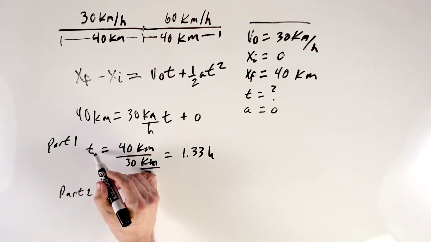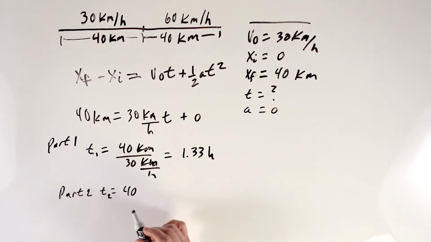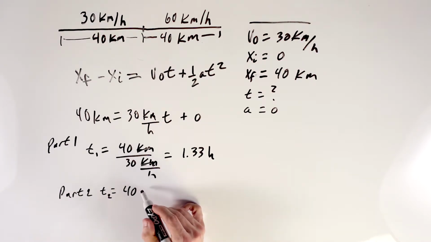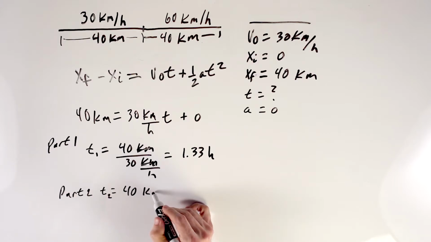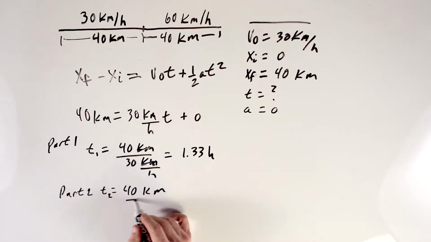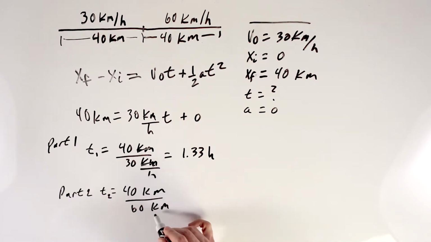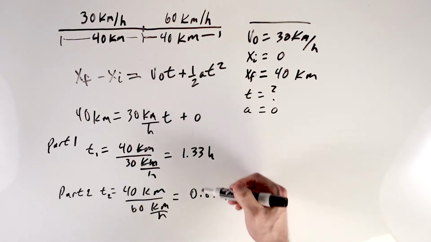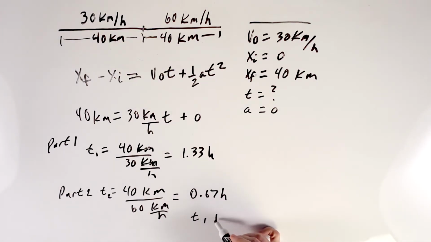So you get time, we'll call it time 1 and time 2. So then we'll say 40 kilometers divided by 60 kilometers per hour. And then you should get 0.67 hours. So all we do is add these up. T1 plus T2 equals 2 hours. So that gives us the time.